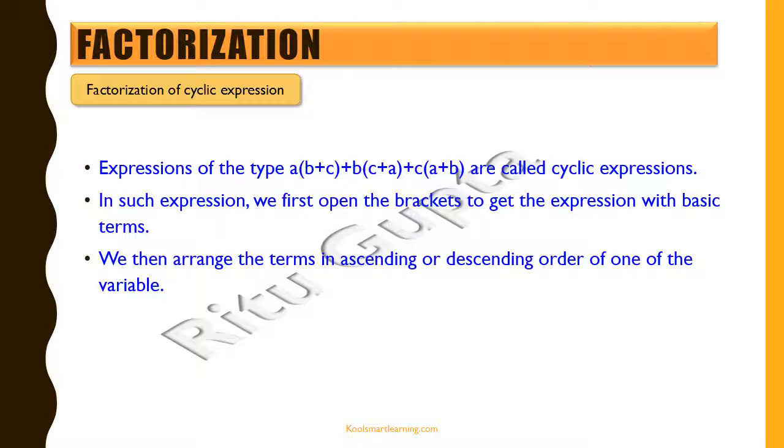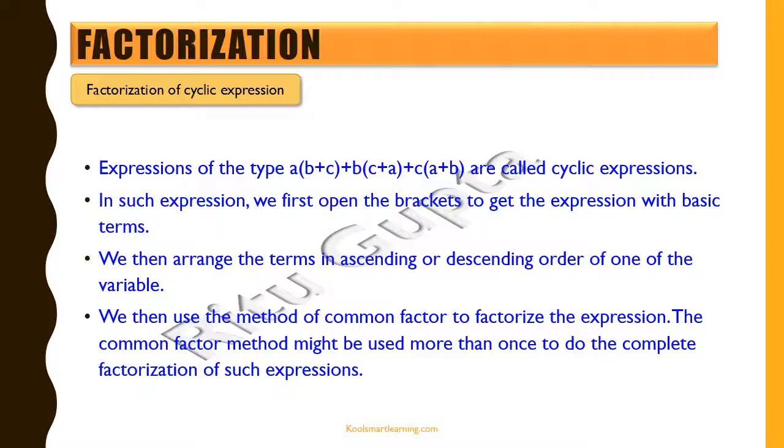So we'll arrange that as the first term, and then we'll arrange them in descending order, or we could do it the other way around. We take a to the power 0 as the first term and then arrange them in the ascending order of their powers. We'll then use the method of common factor to factorize the expression. The common factor method might be used more than once to do the complete factorization of such expressions. So it may not happen in the first step itself. You may have to repeat the step a number of times to get the final factorization of the expression. We'll see how we do that with the help of an example.